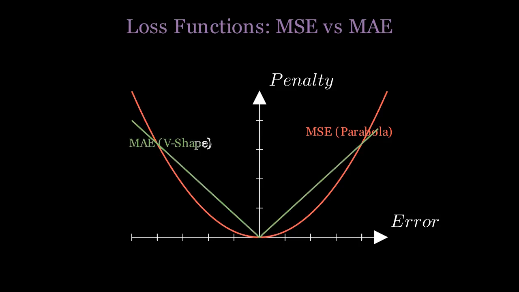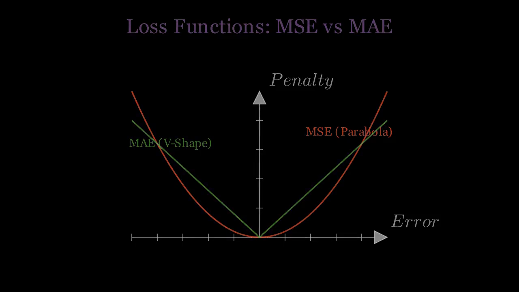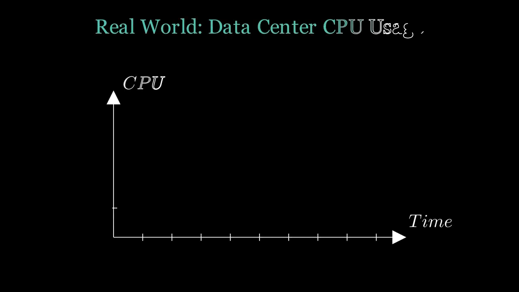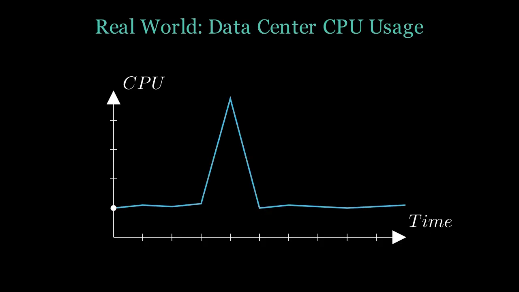Why does this matter in the real world? Consider a data center monitoring system. Most of the time, CPU usage is stable. Occasionally, a backup process creates a massive spike. If you optimize your modeling using MSE, the model will overfit to those spikes, predicting high usage when it's actually low. By using MAE, the model focuses on the median behavior, providing a much more stable and reliable prediction for daily operations.